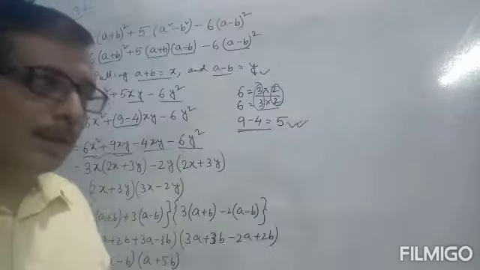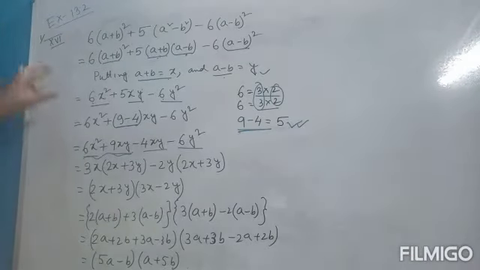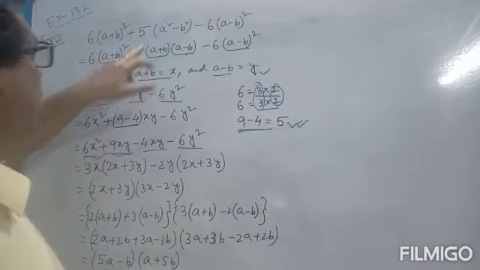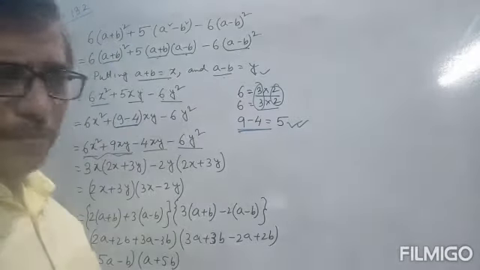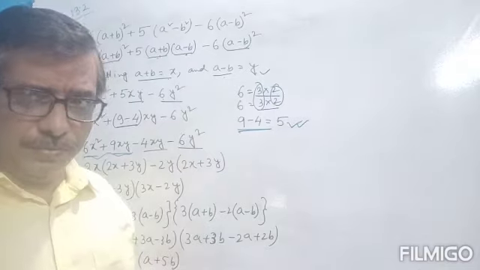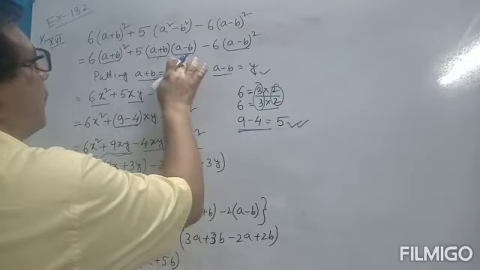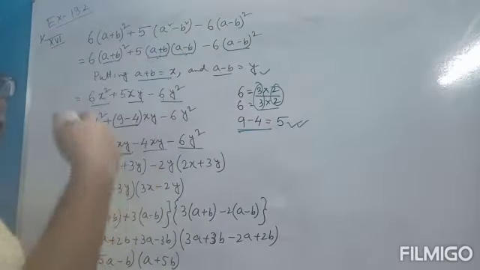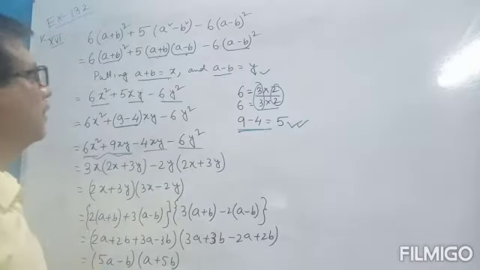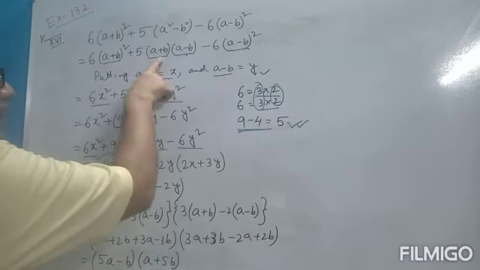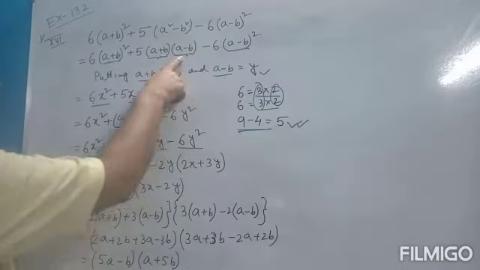So the next question of your book, exercise 13.2, same exercise 1.16: 6 into a plus b whole square plus 5 into a square minus b square minus 6 into a minus b whole square. First we write the a square minus b square formula. What is the formula of a square minus b square? Very simple, it is known to you. a square minus b square is equal to a plus b into a minus b, and the rest remains intact. Why do we write this a plus b into a minus b? Because then we get the symmetry. Here is a plus b whole square, here is a plus b, and here is a minus b whole square, here is a minus b.